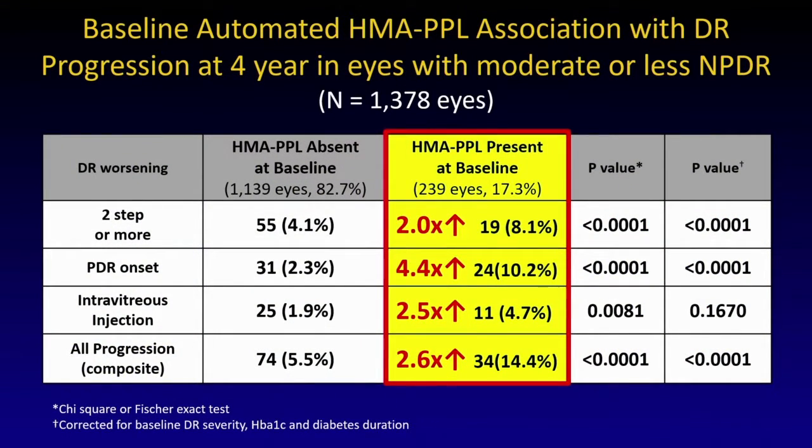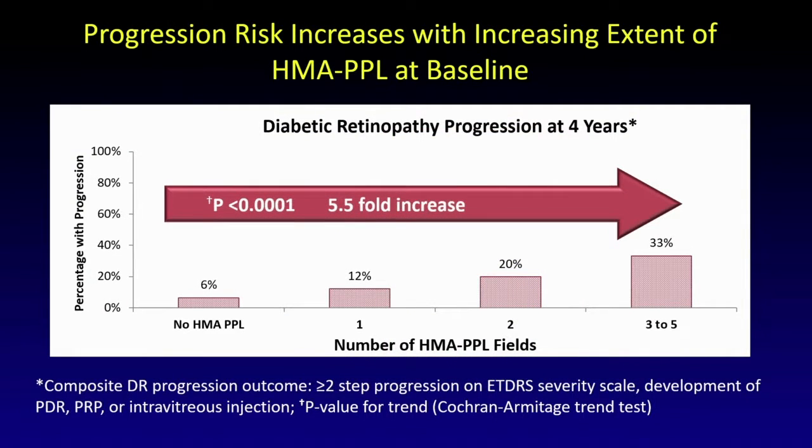Again, eyes with HMA-PPL at baseline are in the yellow, and you can see that 2 or more step progression was increased over 2-fold, PDR onset over 4-fold, intravitreal injections about 2.5-fold, and the composite endpoint of all those, again, over 2.5-fold more likely in eyes with PPL at baseline than when they were absent at baseline, defined now just by automated grading of these 1,300 eyes. Furthermore, progression risk increases with increasing extent of HMA-PPL at baseline. When there was no HMA-PPL present, the risk was about 6% for the composite endpoint, doubling to 12% with 1 field, increasing to 20% after 2 fields, and up to 33% for 3 or more fields with HMA-PPL.